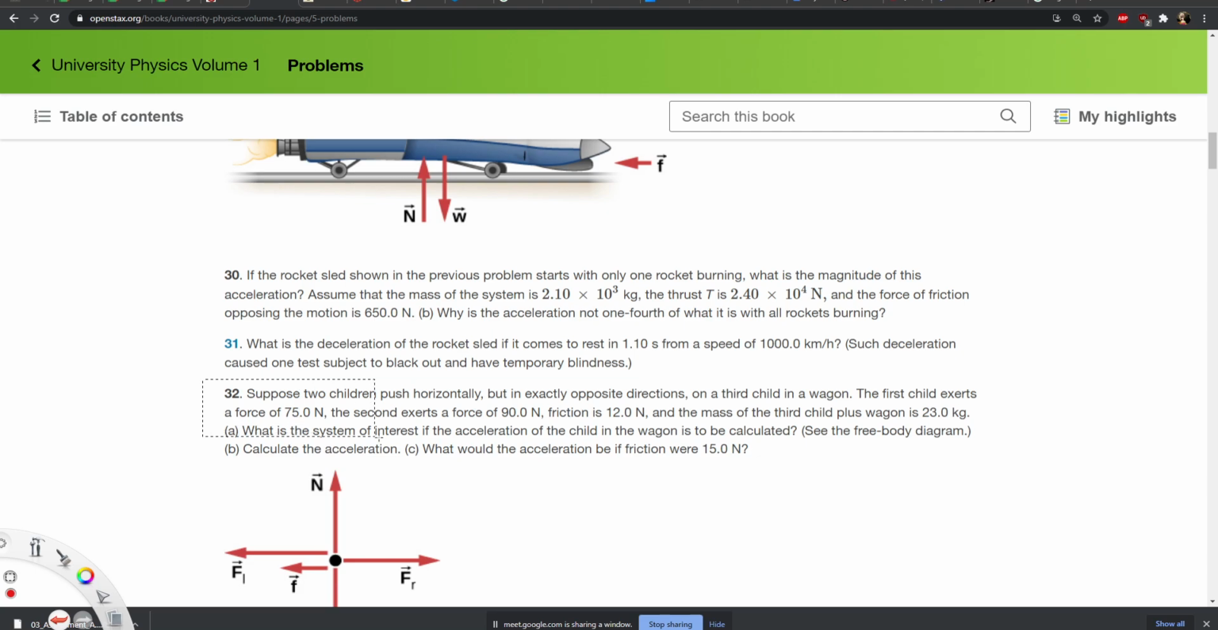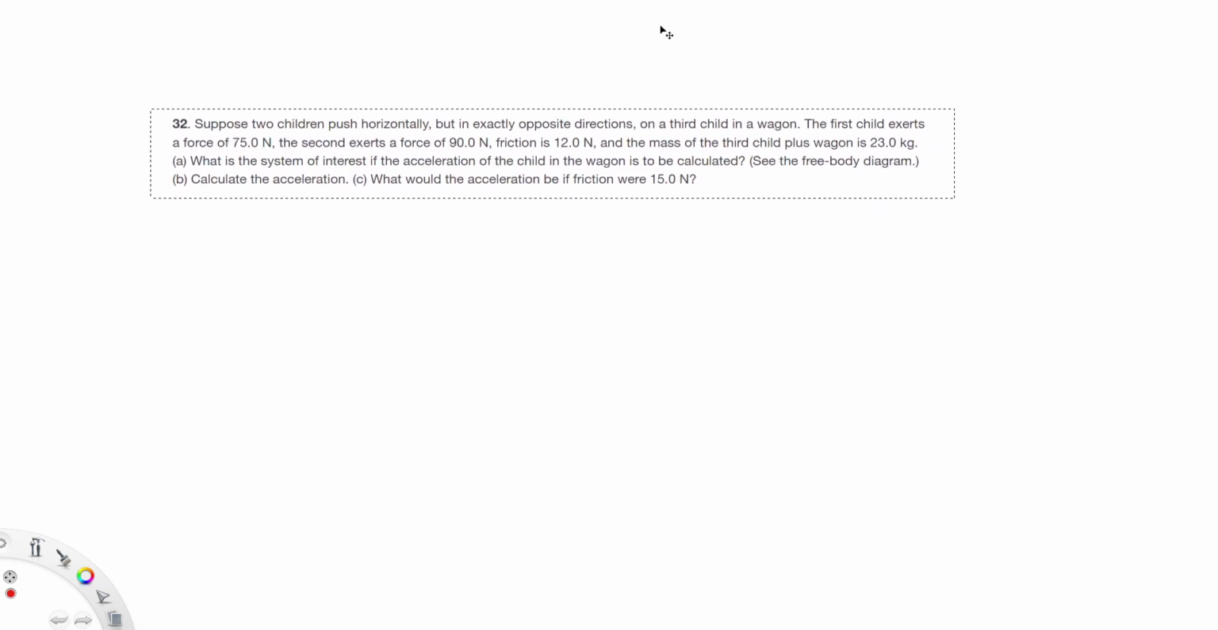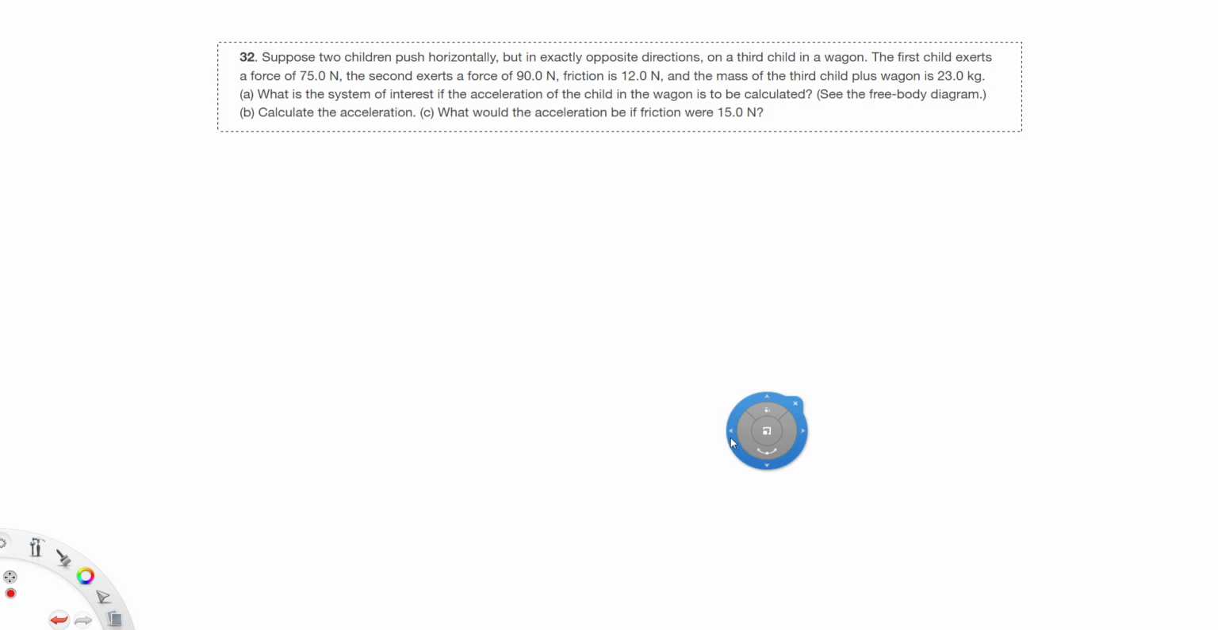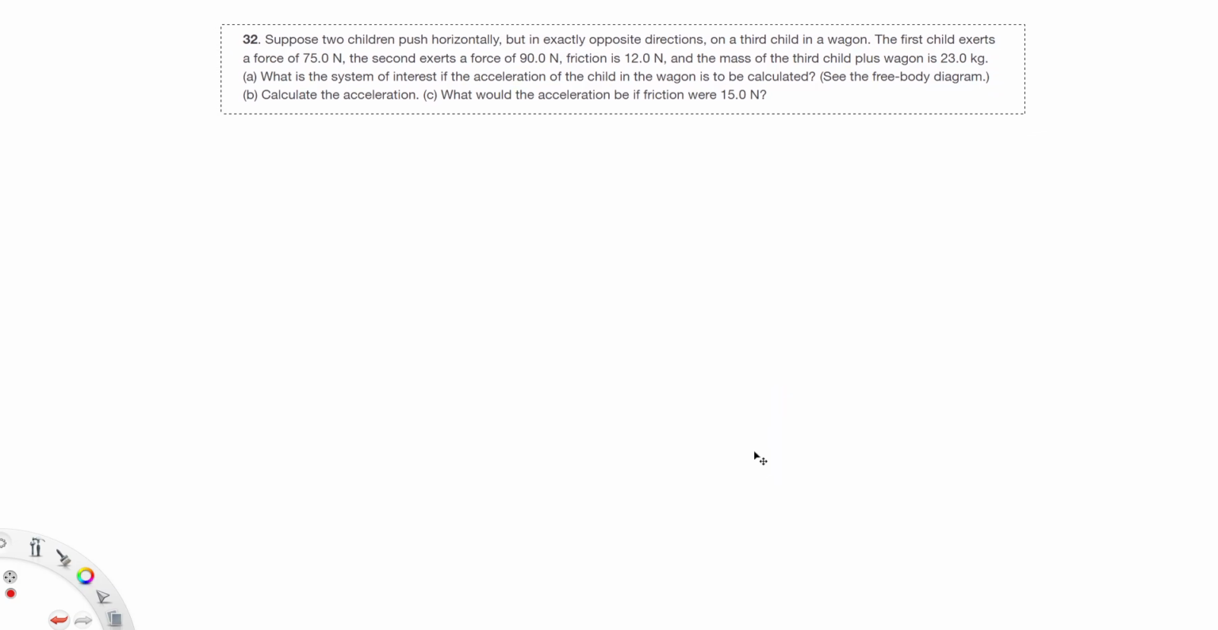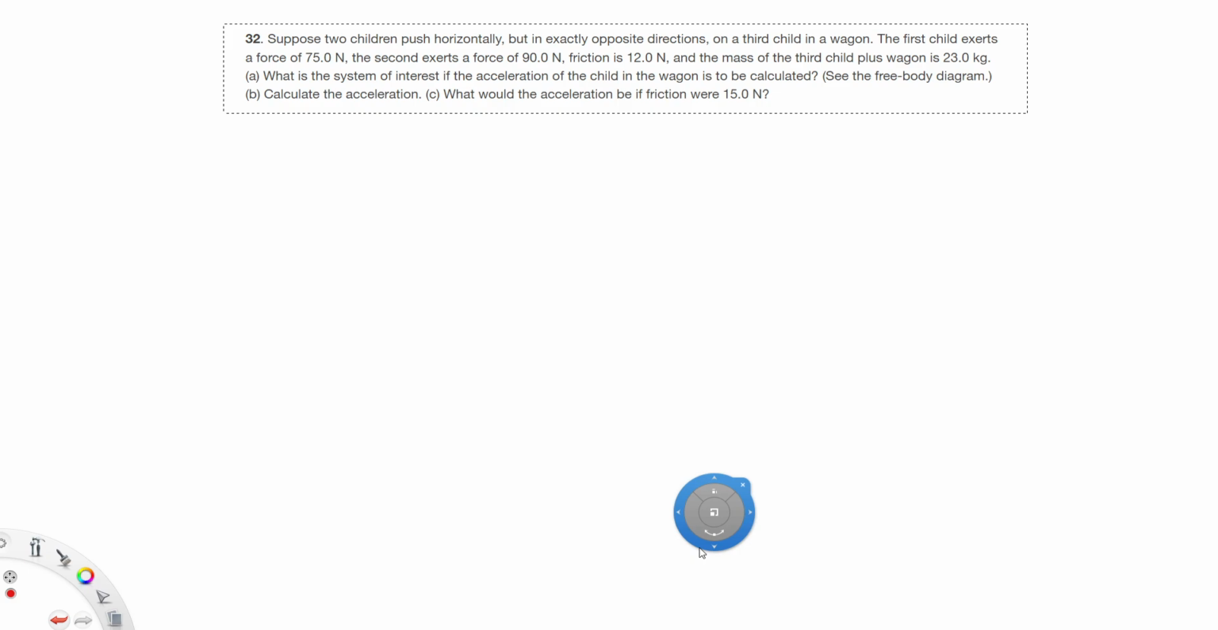We're going to look at question 32. Suppose two children push horizontally but in opposite directions on a third child in a wagon. First child exerts a force of 75 newtons, the second a force of 90 newtons, and friction, which we know exists, but we haven't really specified how to deal with it yet. So friction is going to be 12 newtons. Mass of the third child plus the wagon is 23 newtons. Okay.